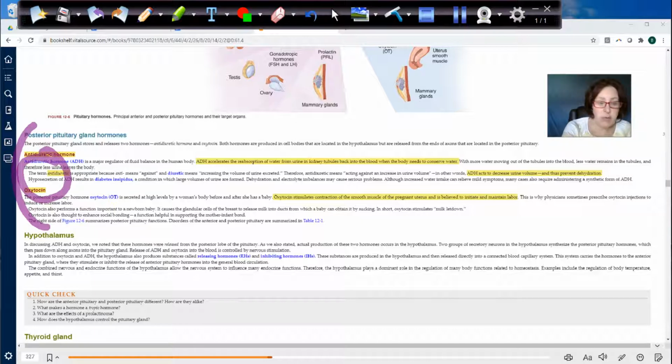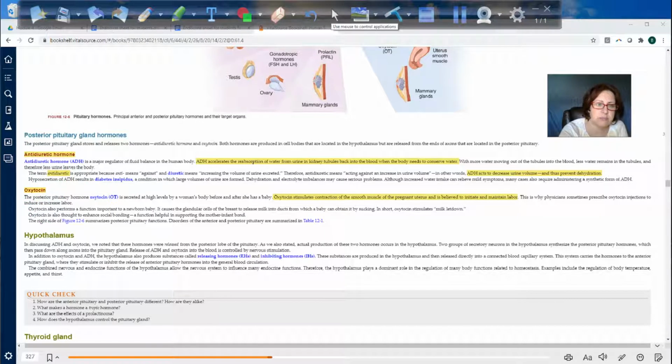Okay. If we have too little of this hormone, it makes a disease called diabetes insipidus. And you have to be really careful with diabetes insipidus because it is not the diabetes that you think of, that we all have heard about, or maybe we even have this disease or someone in our family does. Diabetes insipidus has absolutely nothing to do with the other kind of diabetes. So something to keep in mind.